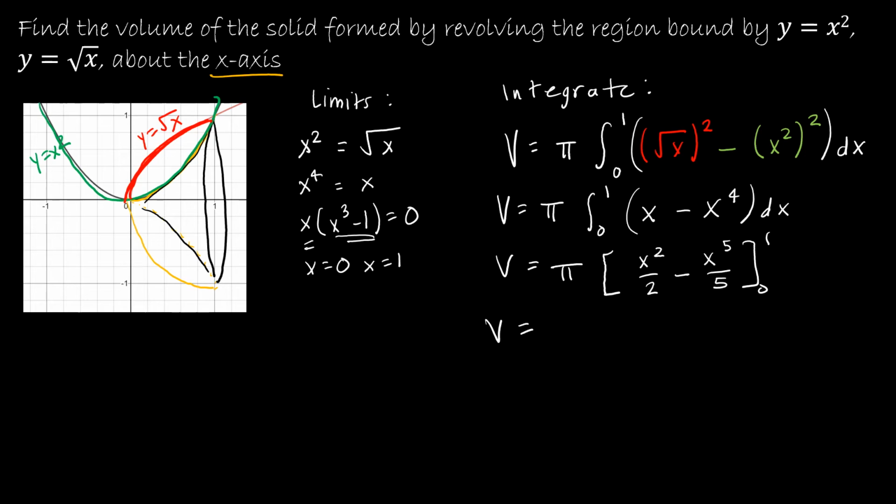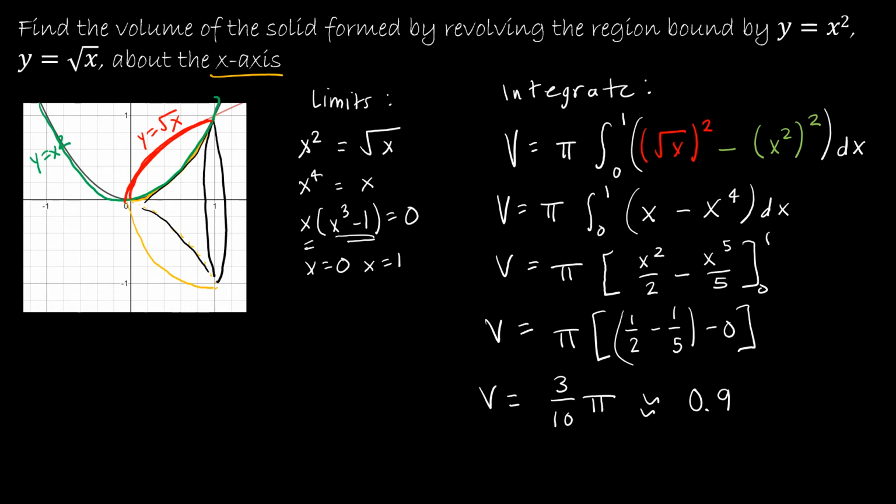So my volume is pi times, and then 1/2 minus 1/5, and then essentially minus 0 minus 0, which gives me an exact result of 3/10 pi and an approximate result of 0.943 cubic units.